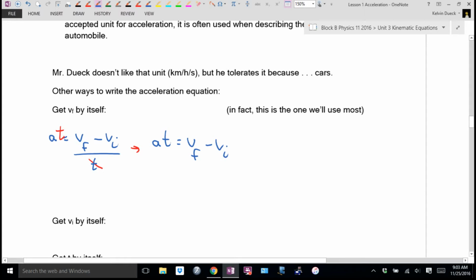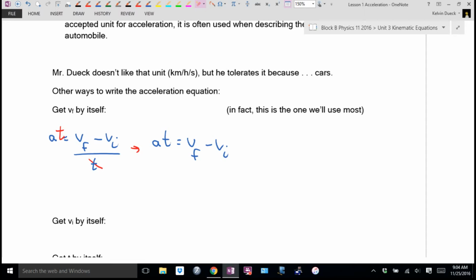Sharon, what did you say I'm trying to get by itself? There's a VI there too. See it? What's the VI doing to the VF? How can I move the VI over? What's the opposite of minusing VI? Adding. This is called formula manipulation. I'm going to really push you to get good at this. If you can do this, and you will because I'll make you, you'll cut down on your memorization by about 90%. And you'll cut down on your workload by about 50%. It's a double win.